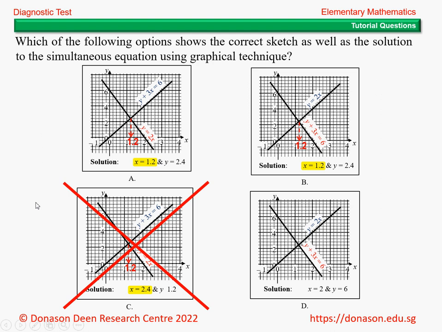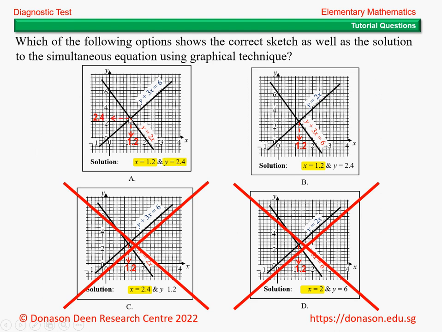Now let's look at D. If you look once again at the x coordinate of the point of intersection, it is 1.2 still, but here the answer says x equals 2, and therefore this is also not the correct answer. So let's cross it out. Now we are left with either A or B as the option. Now let's check the y coordinates and see if any of them can be eliminated.